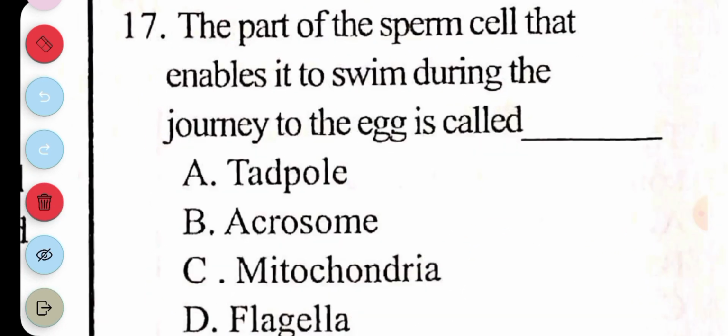Question 17. The part of the sperm cell that enables it to swim during the journey to the egg is called A, tadpole; B, acrosome; C, mitochondria; D, flagella. The correct answer to this is D, flagella.